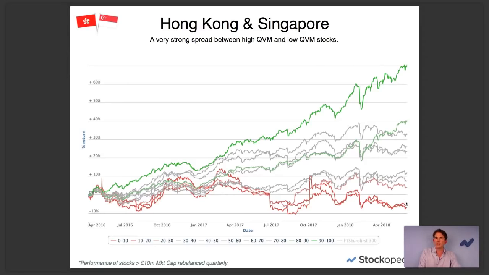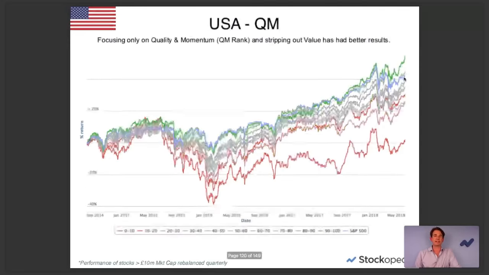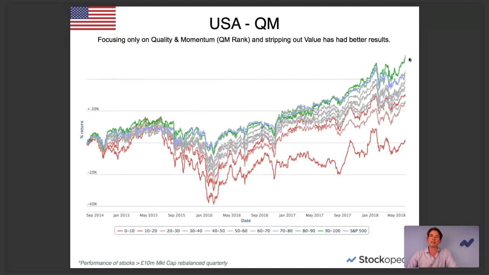What about the USA? In the USA, the results have certainly been more disappointing for QVM, the stock rank. You can see it's sort of in the middle of the pack here, with the blue line being the S&P 500, which is very hard to beat. One of the reasons for this is that value has not been working in America. A lot of value funds have suffered, and a lot of people have been saying there's the death of the value effect. And if you actually strip value out and you look at the QM rank, quality and momentum, you do see outperformance. I think it's worth pointing out that the US is a very efficient market, and it's very dominated by those massive firms, especially those massive tech firms.